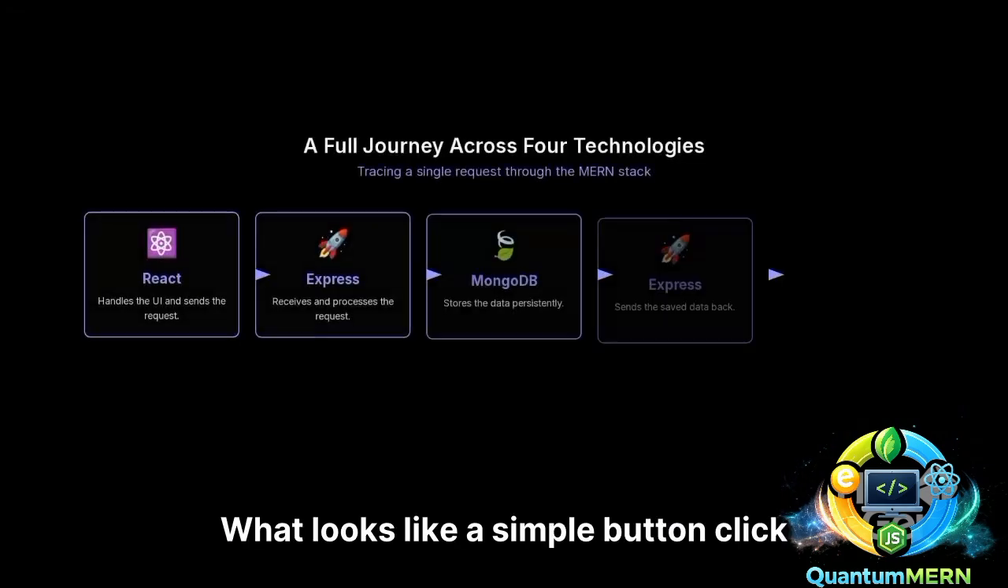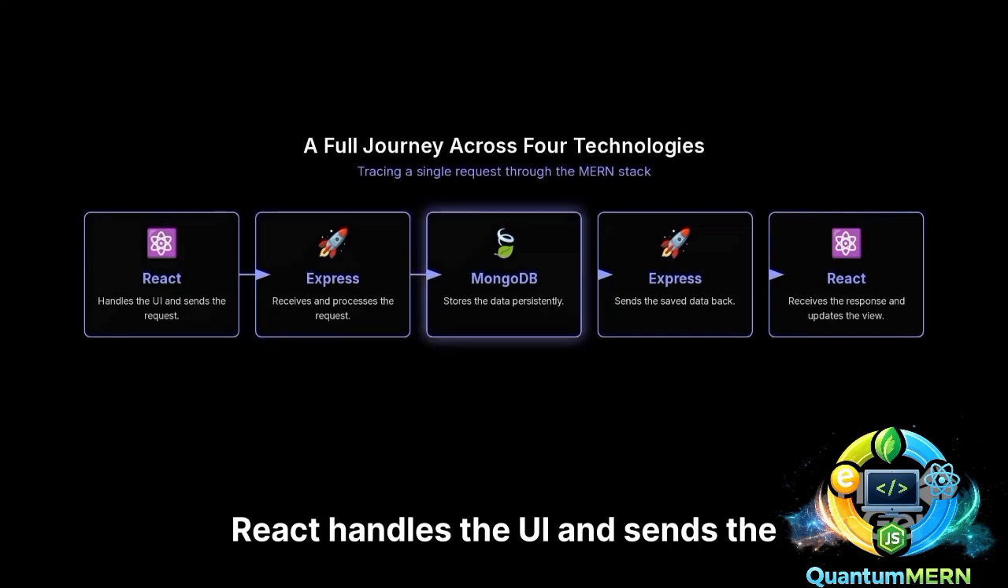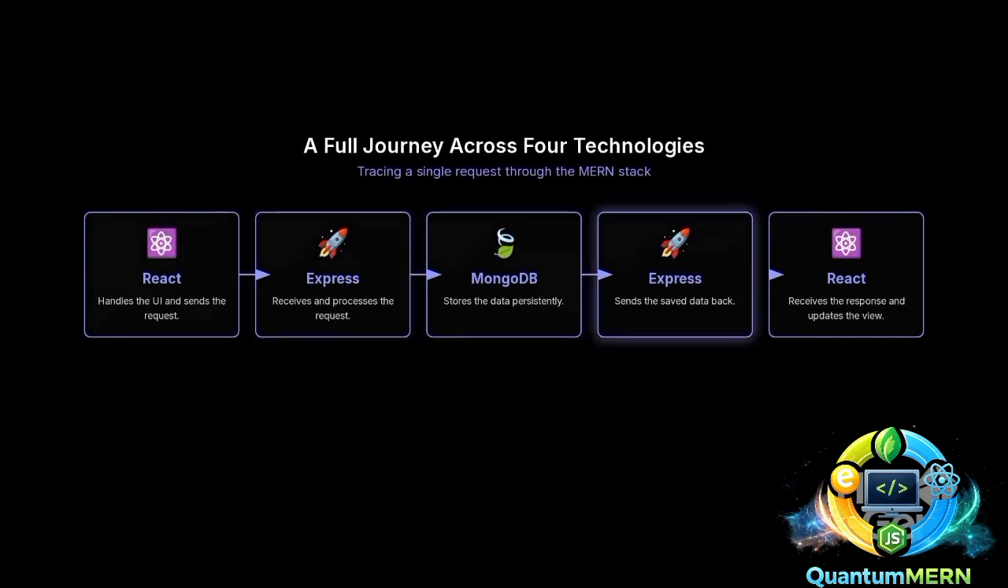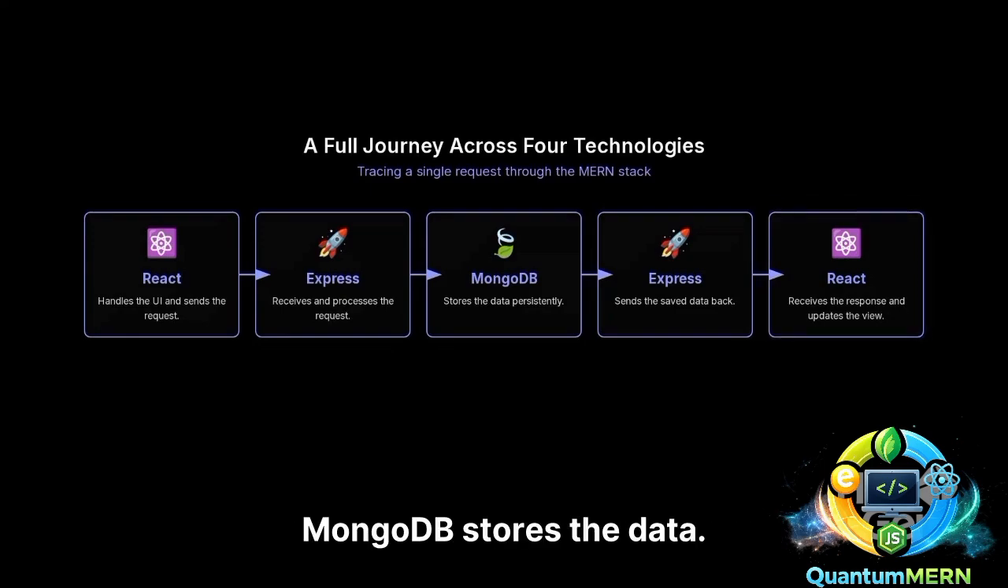What looks like a simple button click is actually a full journey across 4 technologies. React handles the UI and sends the request. Express receives it and processes it. MongoDB stores the data. Express sends it back. React updates the view. Now let's talk about fetching data.